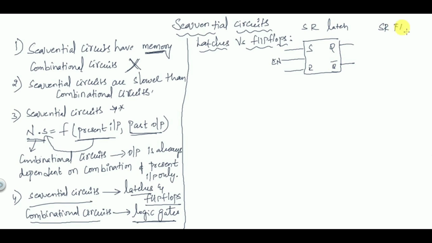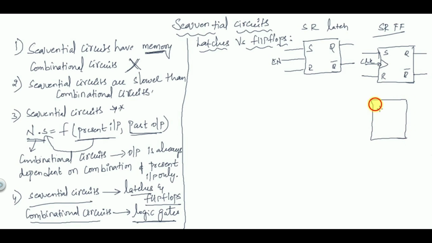Similarly, the SR flip-flop, or SR clocked flip-flop, we'll say: this is the S input, this is the R input, this is the clock input, and Q bar. Similarly, if you take another type of clocked input, this is Q bar and this is the clock. So this is the difference in block diagram of latch and flip-flop.